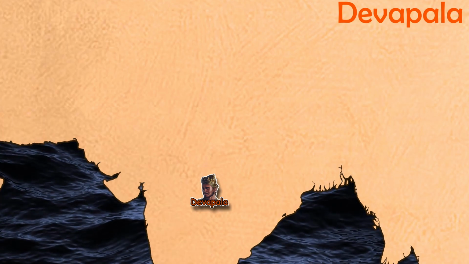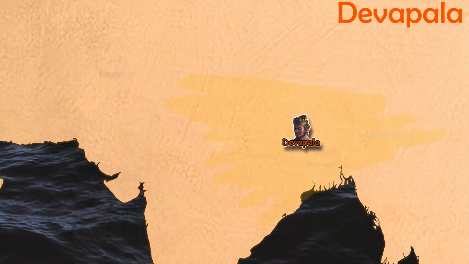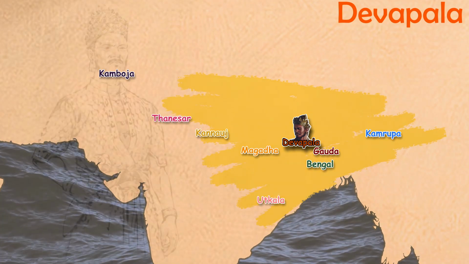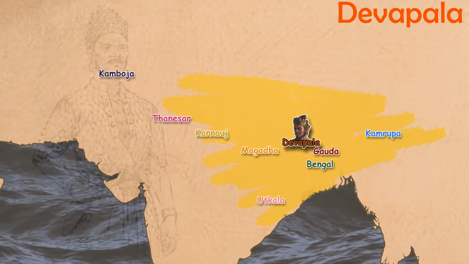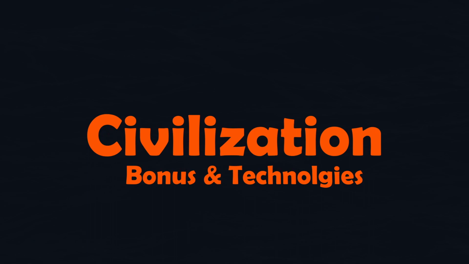Even for his southern victories, his focus lay mostly in northern India. Devapala can truly be counted as an uncontested ruler in Indian history. Like his father, he too was a patron of Buddhism. Now let us take a look into the unique benefits that this civilization offers us in Age of Empires.